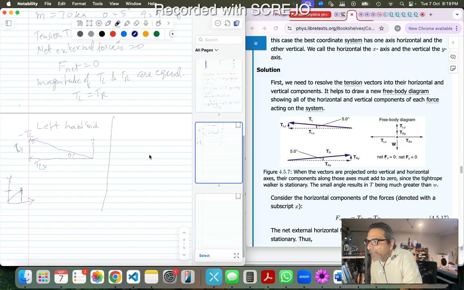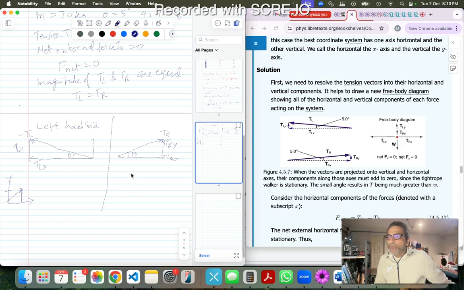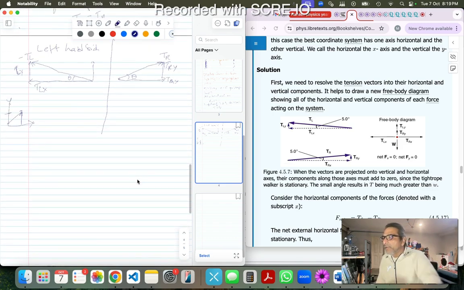Similarly, if I draw the right hand side, this is the theta. This is our TR component. This is our TRY component. This is our TRX component. Now, let's draw our final free body diagram.